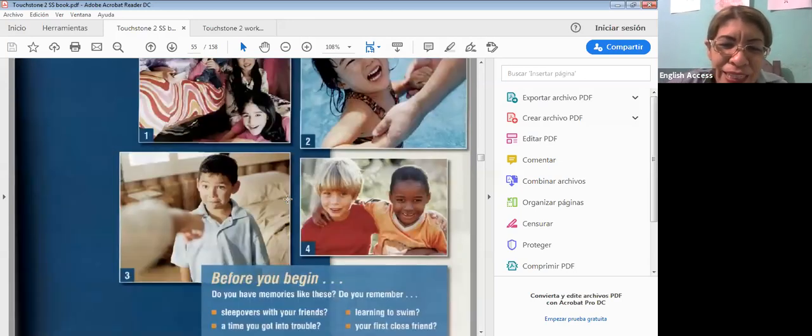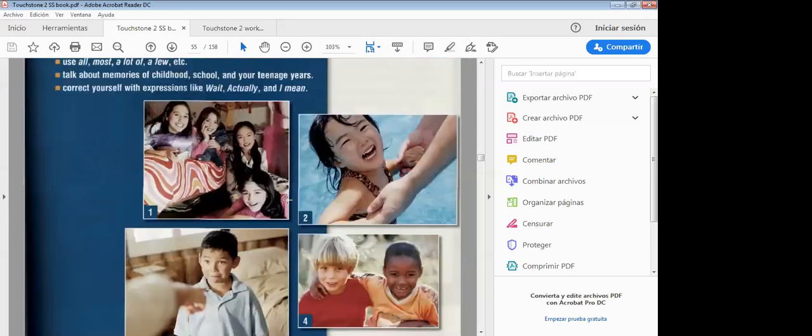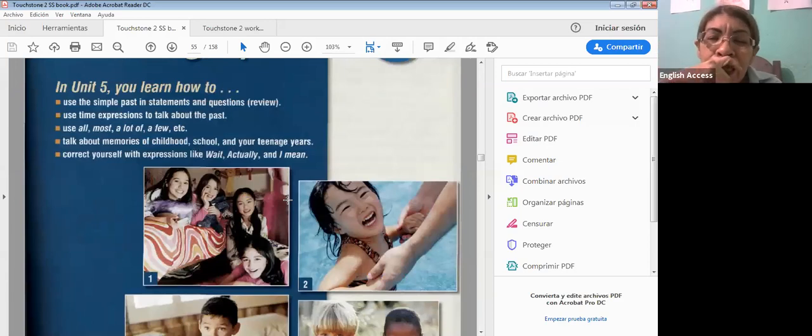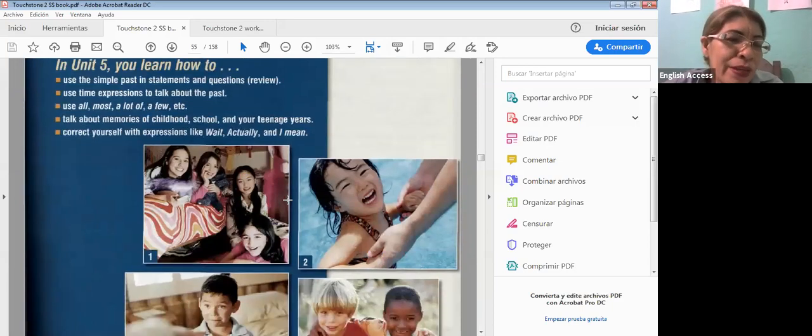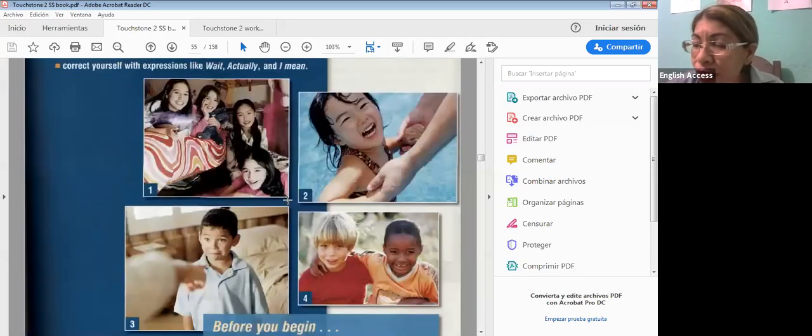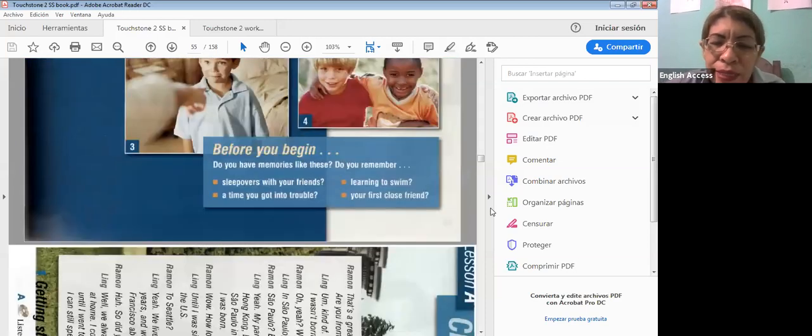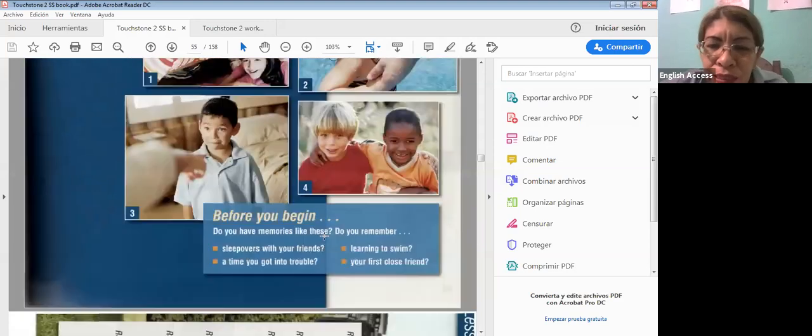So, well, let's go back here. Yesterday I began with you this part. It's Unit 5. We're going to talk about the past. We're going to review simple past and talk about past activities. So we're going to start practicing with some questions, Abby, so we can review simple past again before going to the grammar chart. So let me use the board.